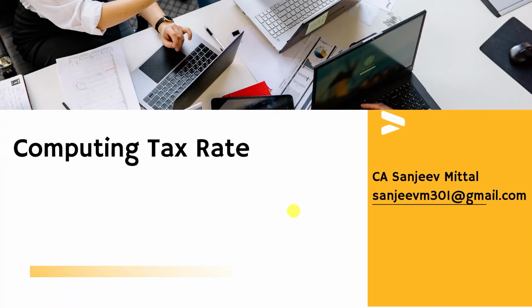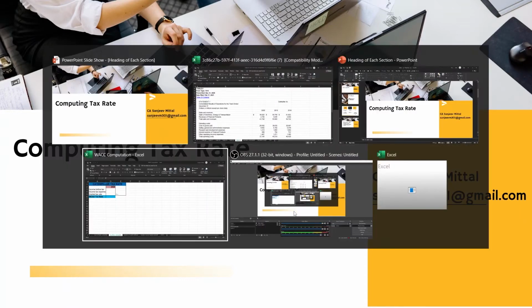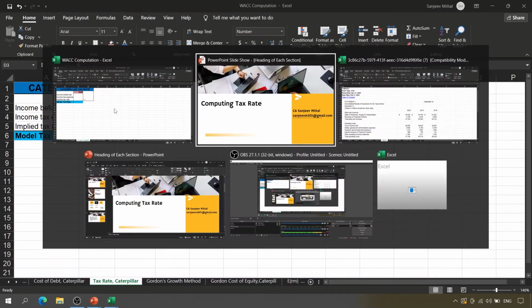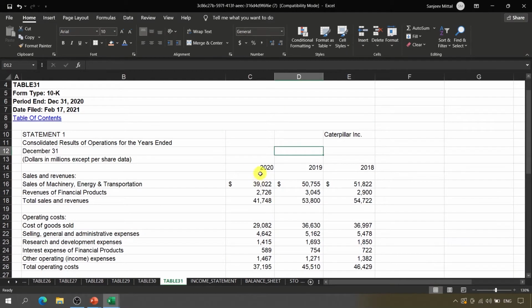Let's try to model and compute our tax rate for Caterpillar Incorporation. As we already know, for calculating the tax rate, we will need income before taxes and our tax expenses so that we can calculate the tax rate. For that purpose, we shall go to our income statement of Caterpillar Incorporation for the year 2020.